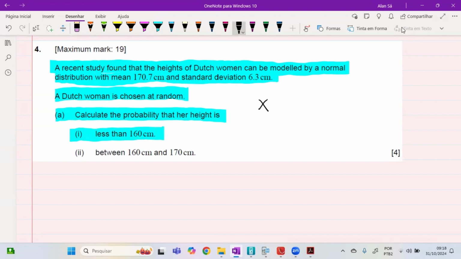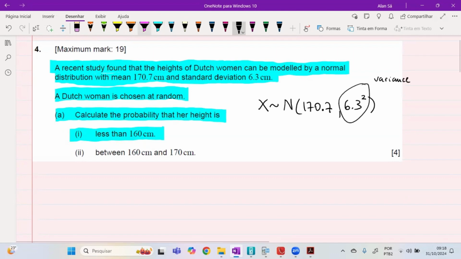Take X as the variable, the height of Dutch women, which follows a normal distribution with mean 170.7 and standard deviation 6.3. Normally, when we write this variable symbolically, we write the variance. But when using the calculator, we use the standard deviation, which is 6.3 in this case.